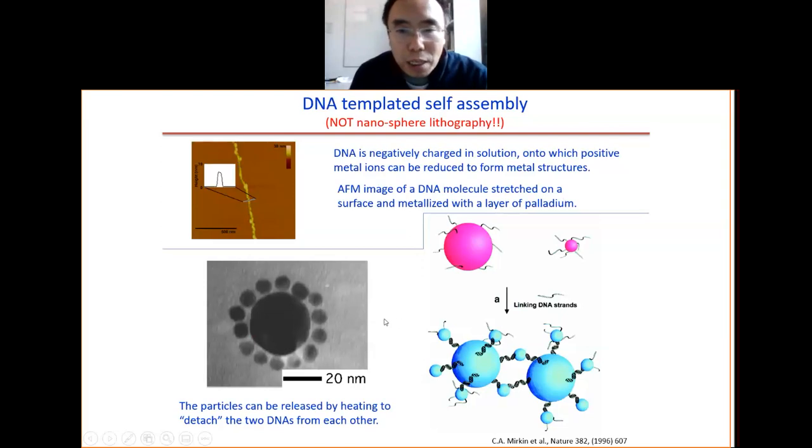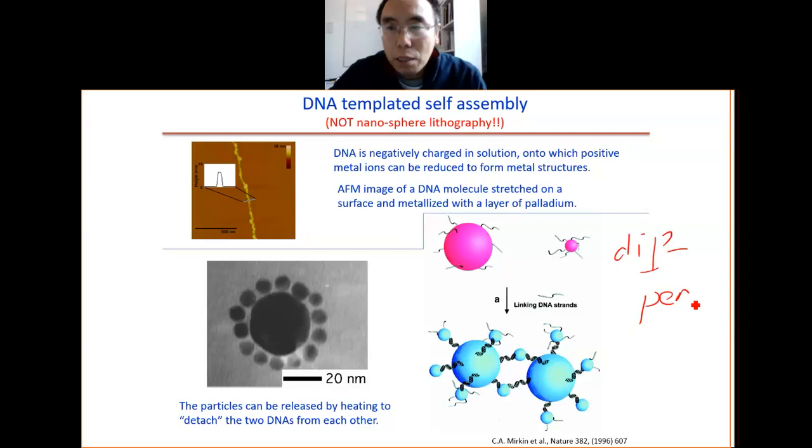In this example here, this is from the Chad Merkin group. The different lithography is also discovered by the same group, Chad Merkin group. So in this work, you put some DNA molecule onto the nanosphere. This is DNA. This one is the complementary DNA. Then they will come together. You form some nanosphere subassembly using the DNA as the template.